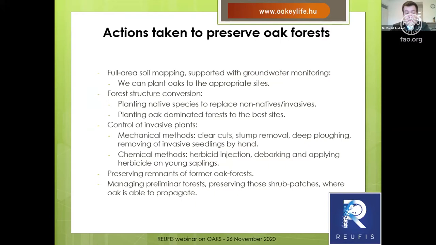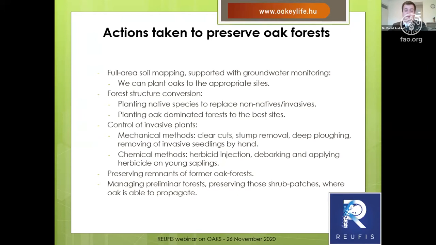We are shaping ecological corridors for some insects, for example Euphydryas and Bolbelasmus. For managing the oak forest, we preserve shrub patches where oak is able to propagate. On our website, we give information and news about the project. In the visitor center, we educate students and people. We map the invasive tree coverage and the habitat types of the forest at the beginning and at the end of the project.